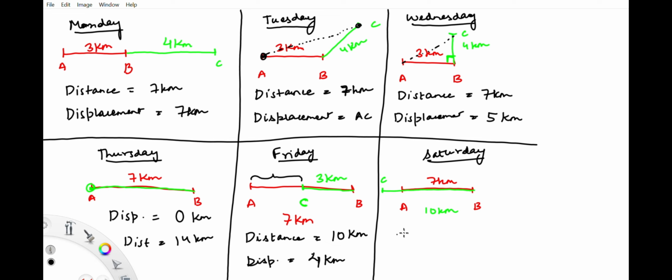Let's calculate the displacement for Saturday. So let's calculate the distance first. So the person starts from point A, moves to point B and goes to point C, reverses from point B and goes back to point C. So if I calculate the total path length from point A to point C, it's going to be 7 kilometer plus 10. So this is 17 kilometers.